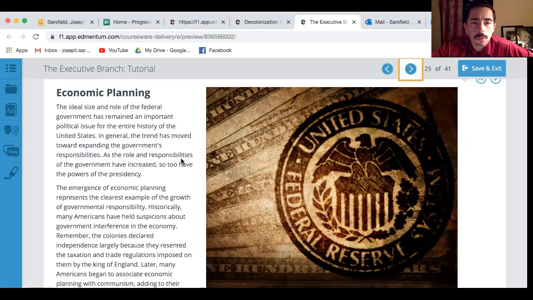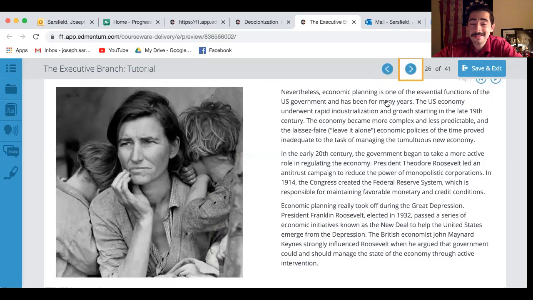All right, economic planning, we'll talk about that in a little bit, but we know the office of the president is in charge of guiding the country economically, which is a current event right now. That's going on, and it's something very, very crucial.